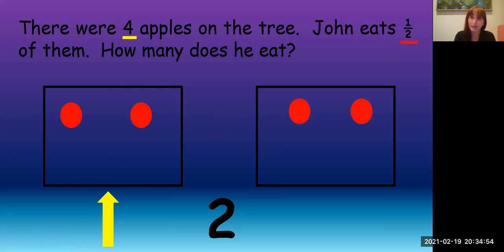I can check it. The opposite of halving is doubling, isn't it? So if half of 4 is 2, then double 2 must be 4, which it is. I can check by counting on my board. Okay, so you might want to check your answers or just run the question again.